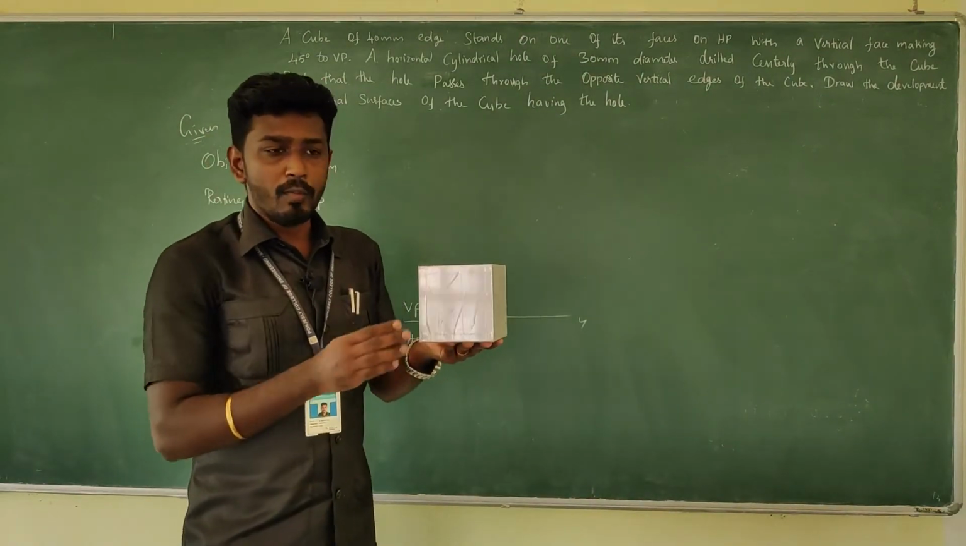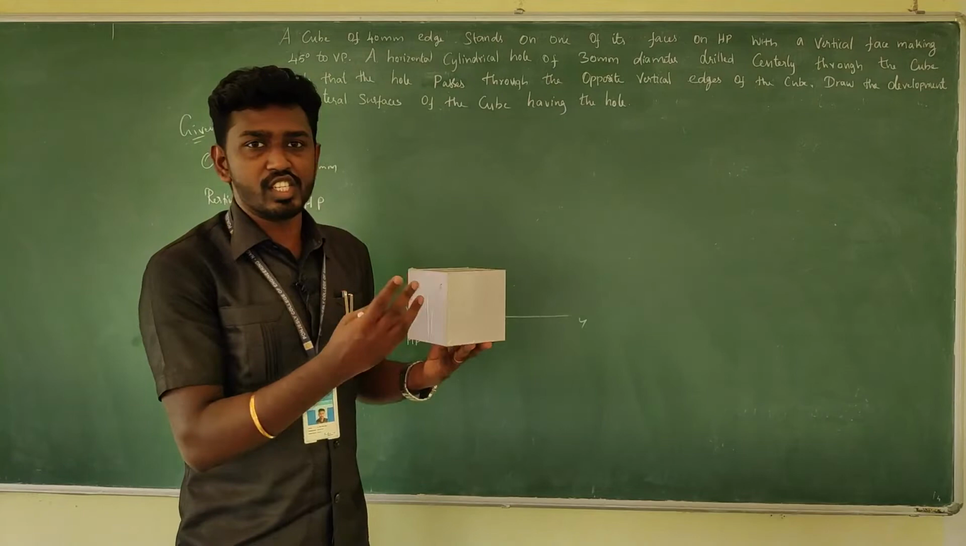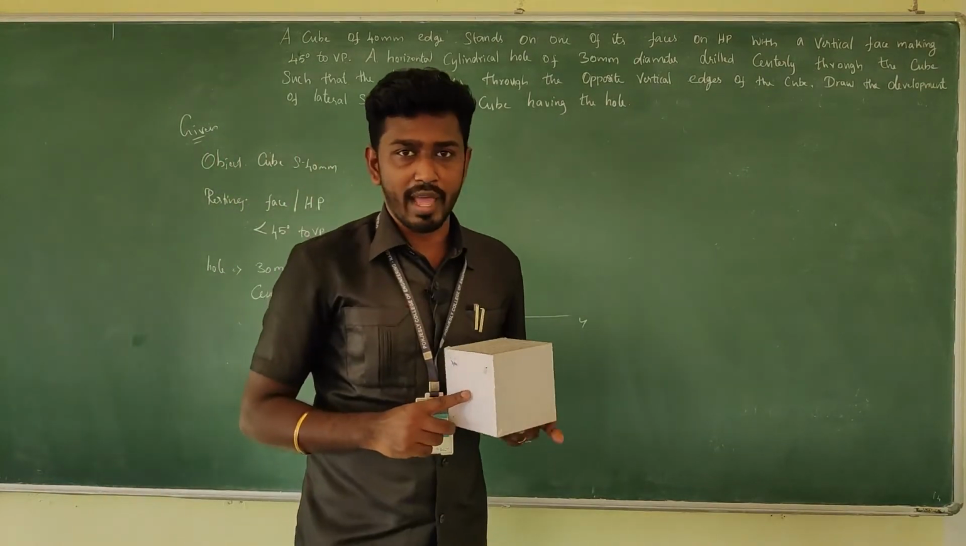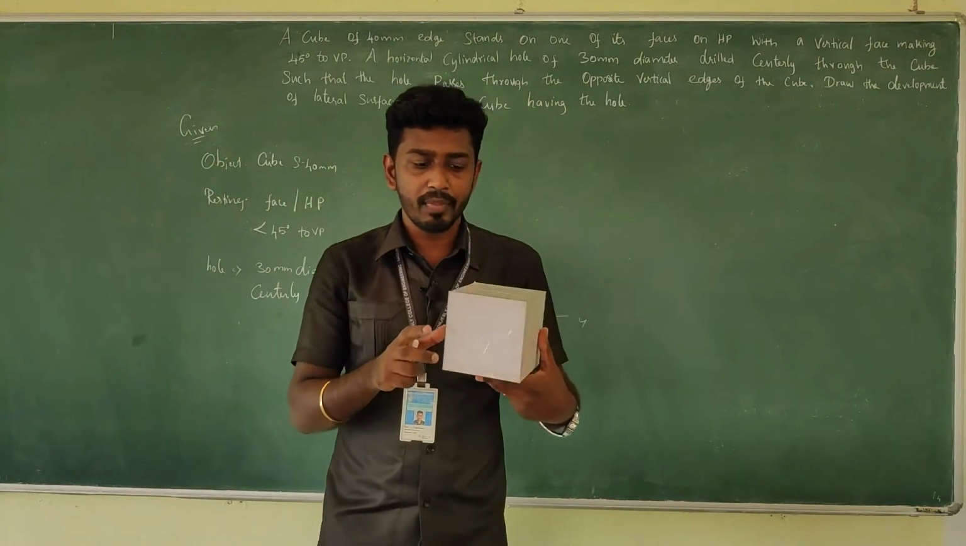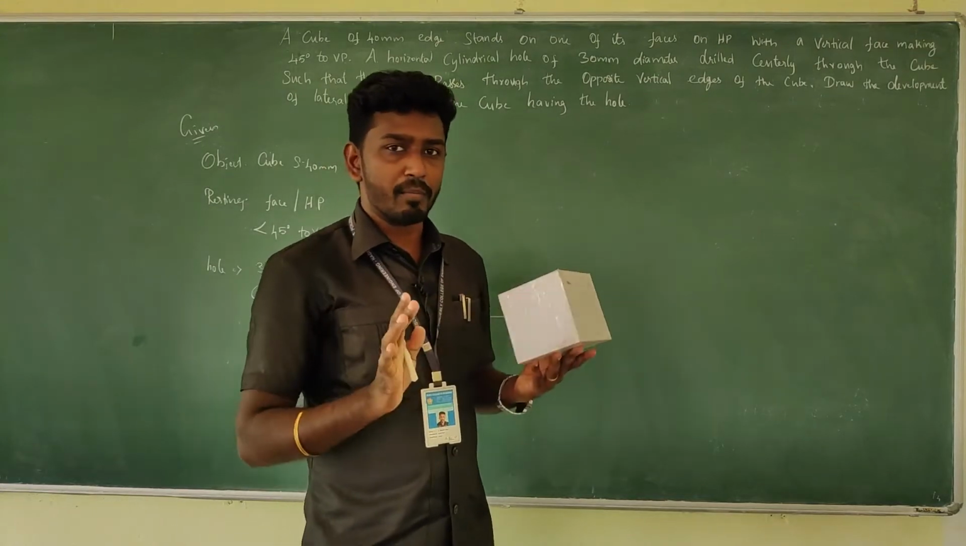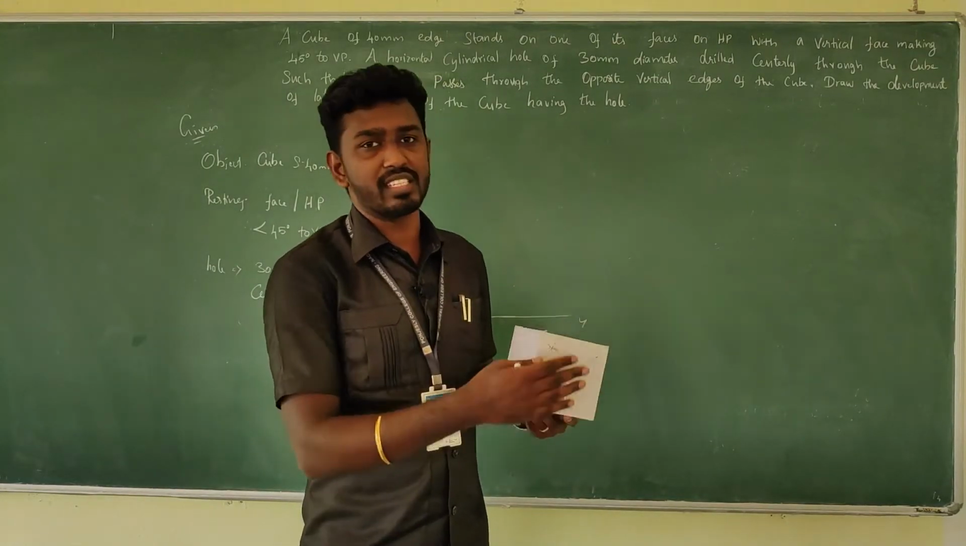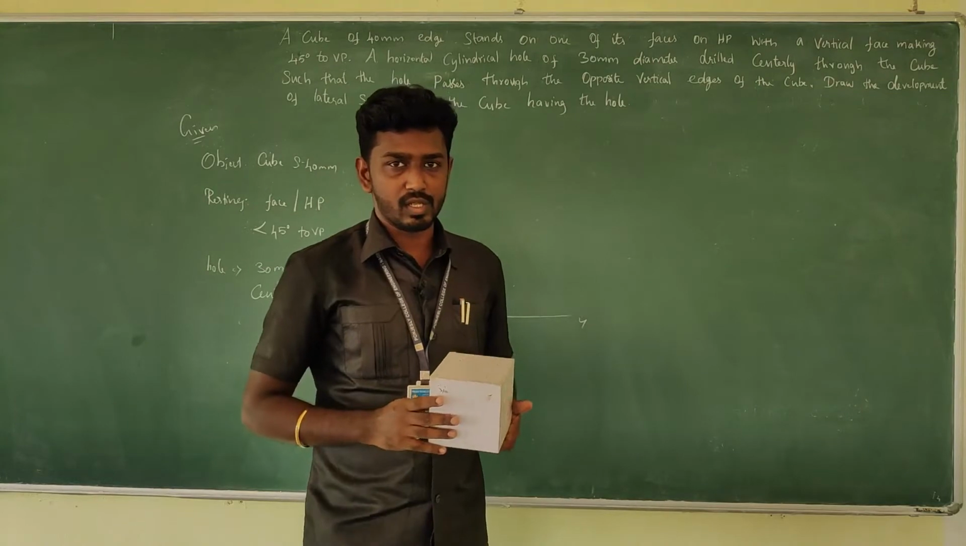You know the cube, all the 6 faces are perfect squares. Am I right? All the 6 faces are perfect squares. There is no separate top or bottom face, all of them are faces.